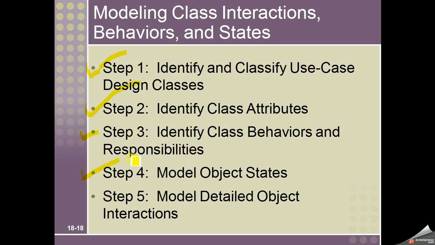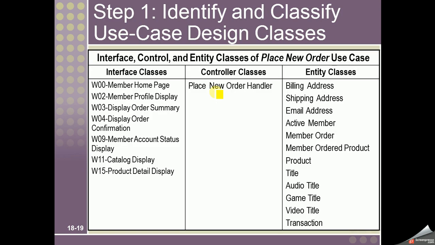Model object states. This is something new you have not studied in SAD1. We'll see shortly. Any object can have different states, and a state machine diagram is used to model these states. And the last step is about modeling the detailed object interactions, right? So let's go through all these steps. First of all, identify and classify use case design classes.